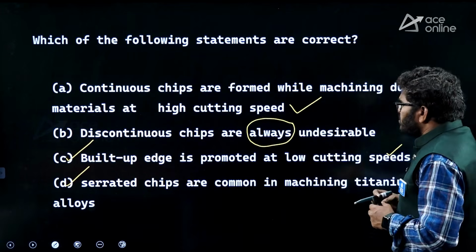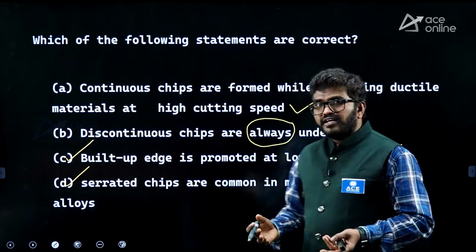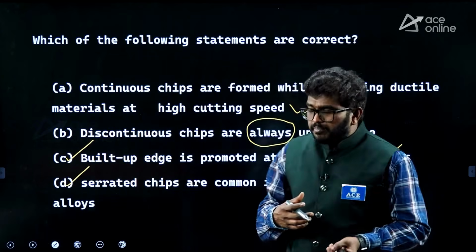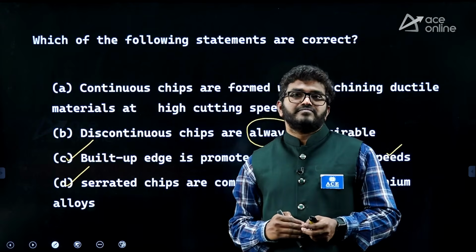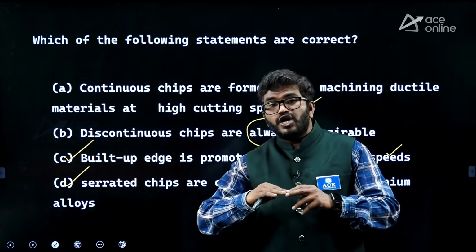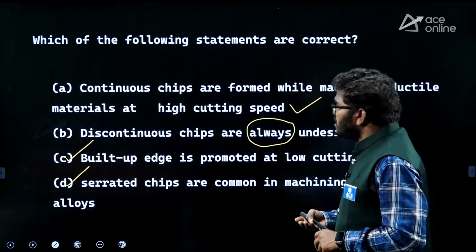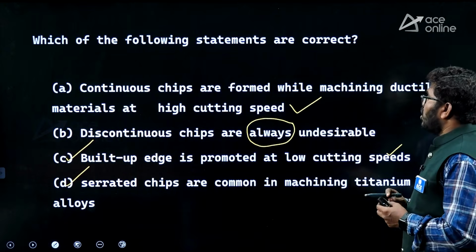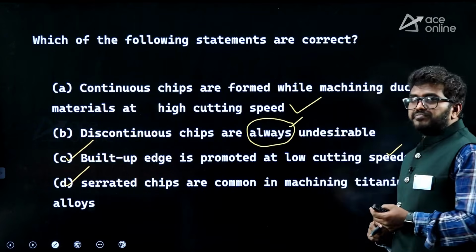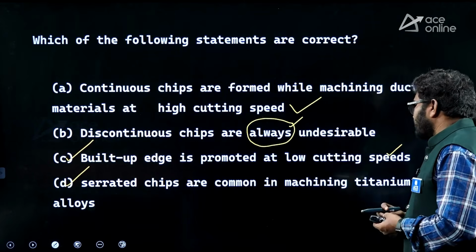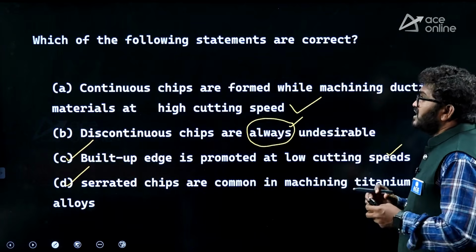Discontinuous chips may not be desirable every time. A discontinuous chip is suitable for brittle material, right? For ductile material, suppose you take an iron piece, if there is a discontinuous chip, tool life will decrease, speed is not controllable, and forces are going to increase. So discontinuous chips are always undesirable is a strong claim, but sometimes, listen carefully, it is desirable, especially for brittle materials.